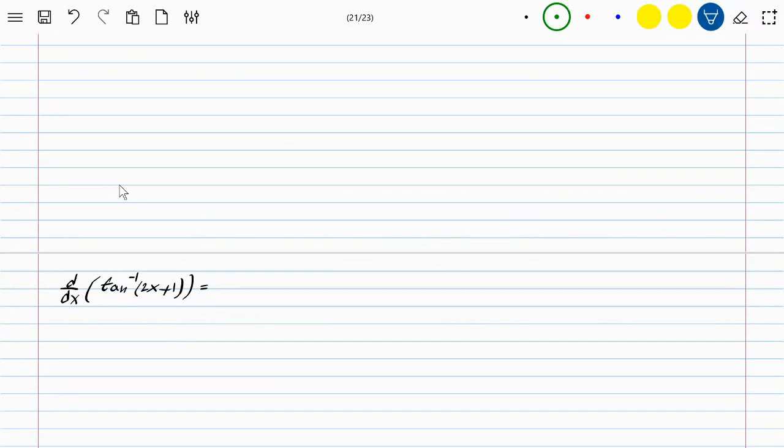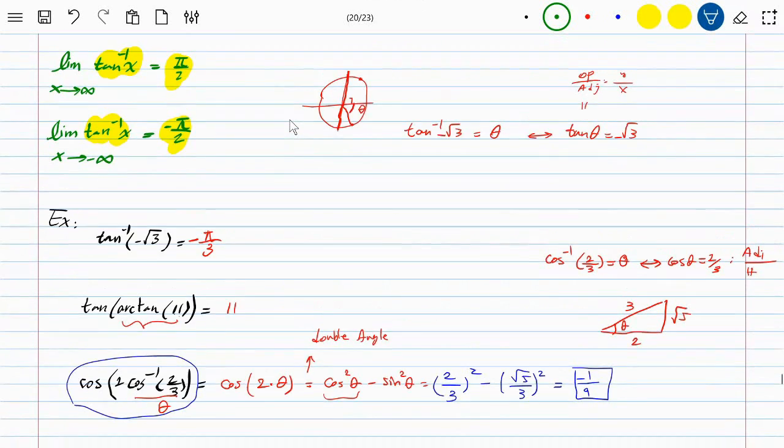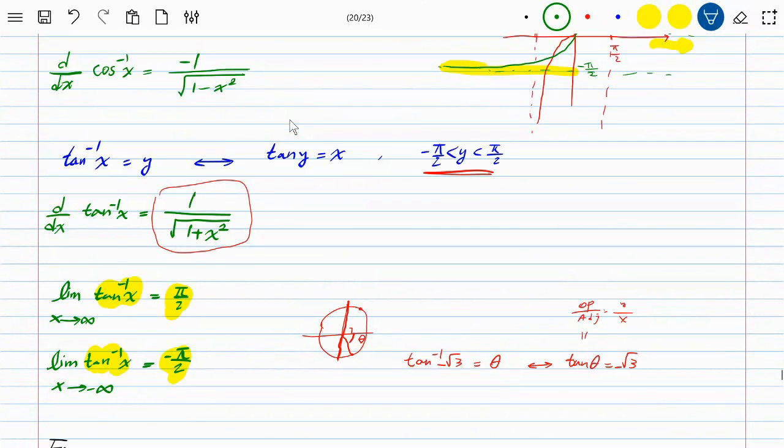Okay, before we go on a bit further, I noticed a mistake, so let me fix that. Here is the mistake. I mentioned that the derivative of tangent inverse is 1 divided by square root of 1 plus x squared. This is 1 divided by 1 plus x squared. There was no square root, sorry. I've written square root so many times that I kind of messed this one up. Okay, so this is the derivative of tan inverse of x.